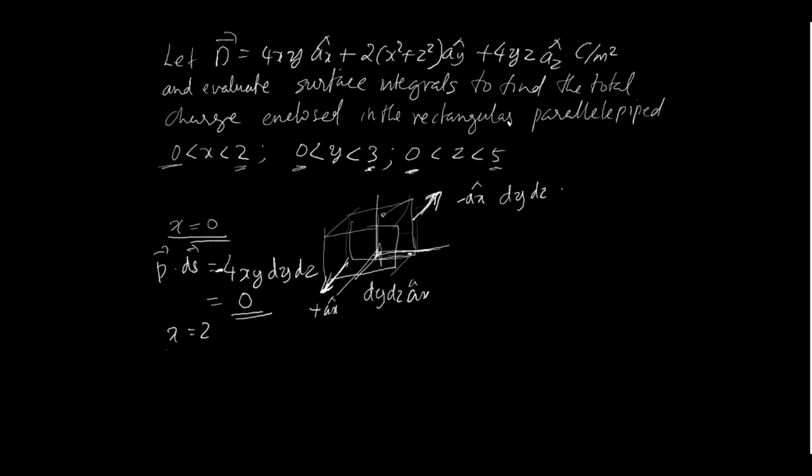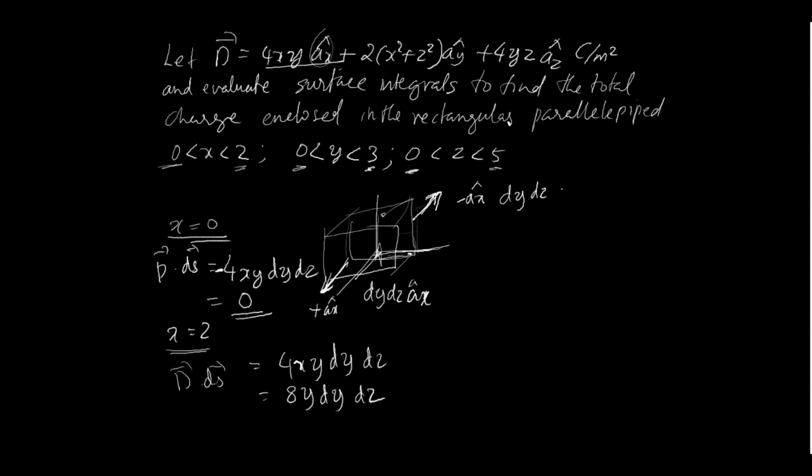Now x equal to 2. In a similar way we can find what is happening at x equal to 2. We want D dot dS, again dy dz ax cap. Only this component will be left, so it will be 4xy dy dz, because ax dot ax becomes 1 and the remaining two cancel. Now x is equal to 2, so it will be 8y dy dz.